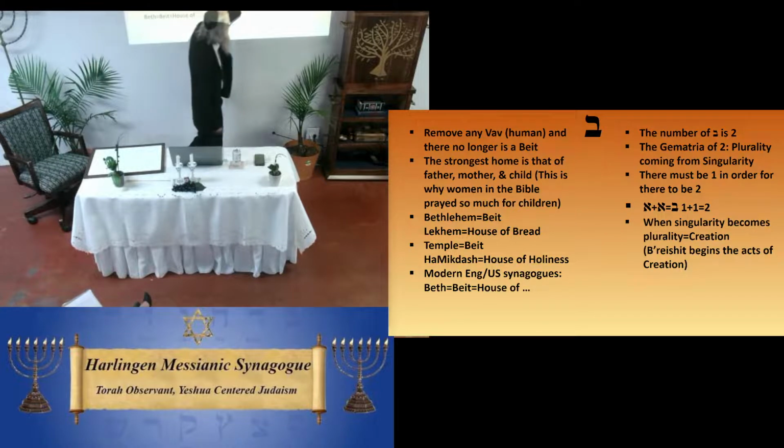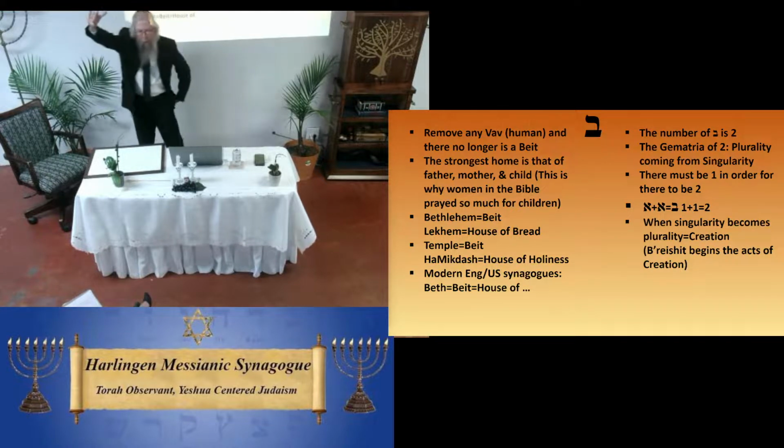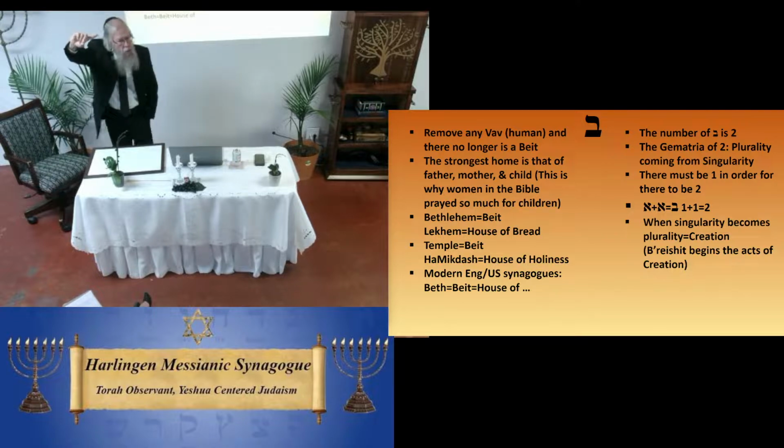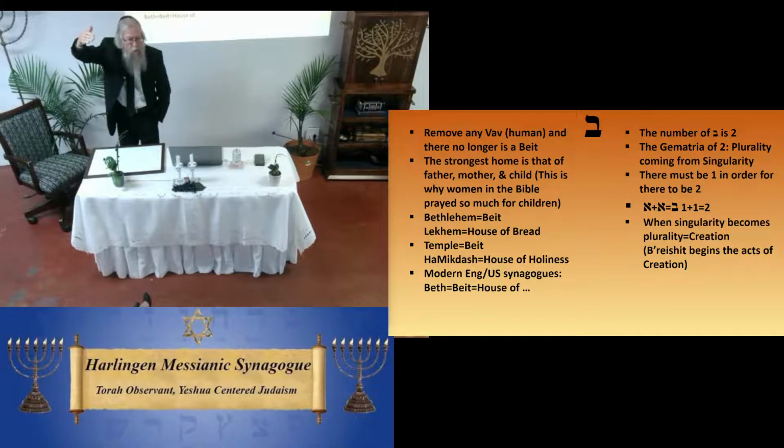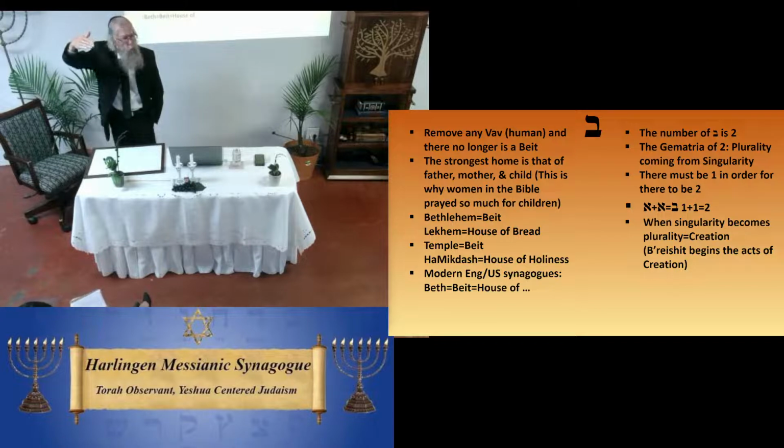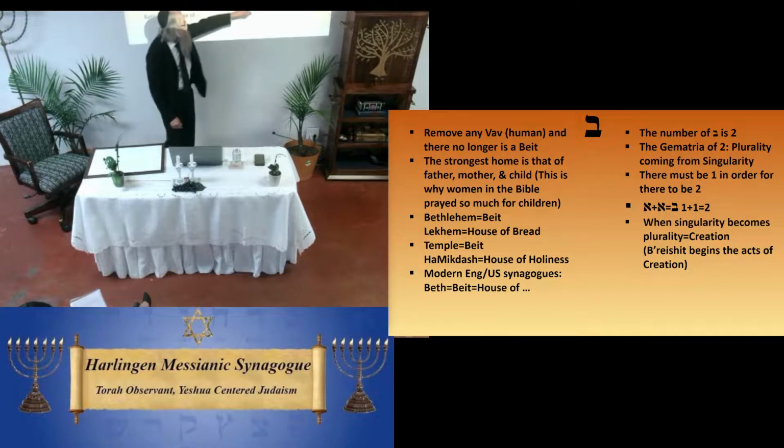When does singularity become plurality? Aleph. In the beginning, there was God. Nothing else exists. The Ein Sof, the infinite one. But then he made Tzimtzum. Tzimtzum means to make room, to make place for. He made Tzimtzum, and in making Tzimtzum, he came out with the Bet.